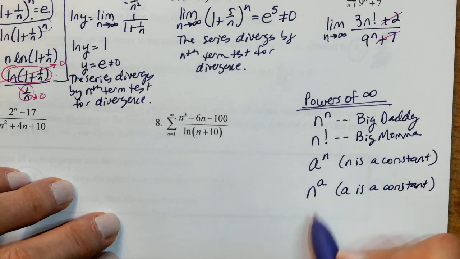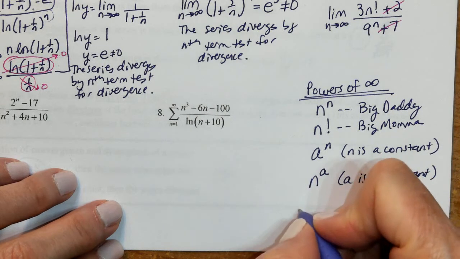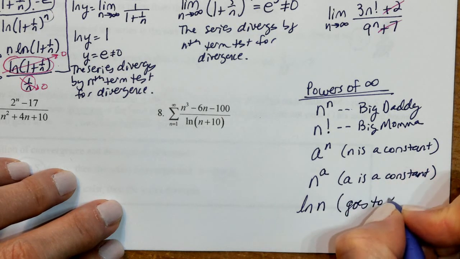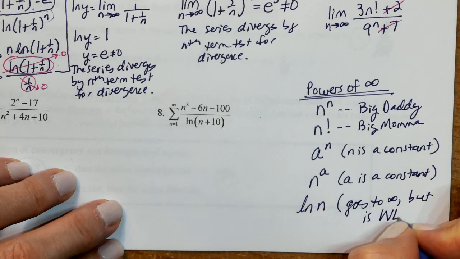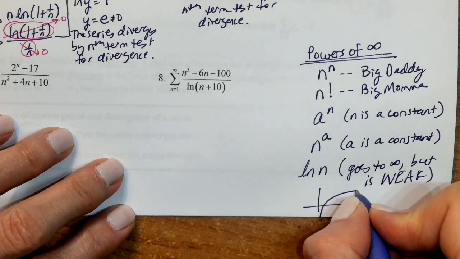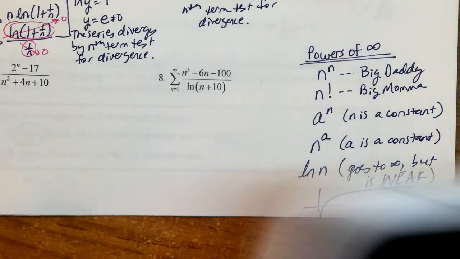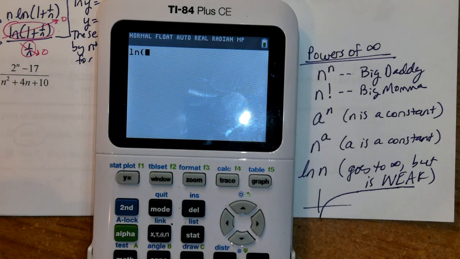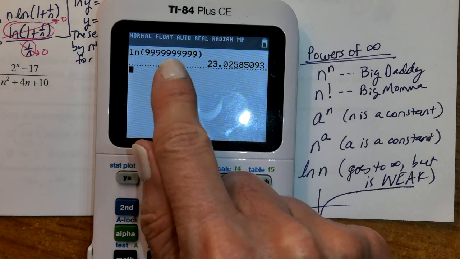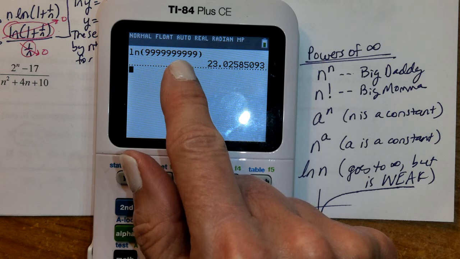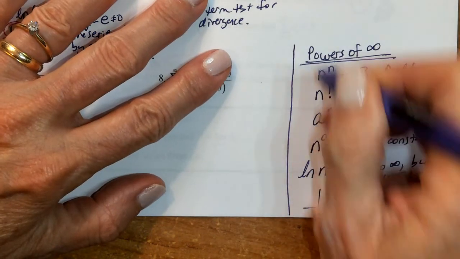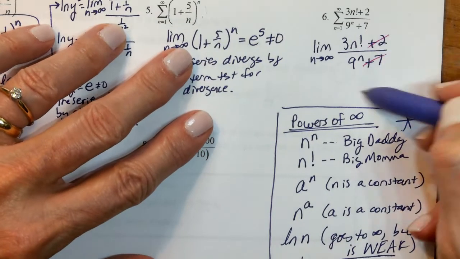Last up in the lineup is natural log of n. Natural log of n does go to infinity, but is weak. It's so weak. Think of the graph of natural log. Is it going to infinity? Yeah, eventually. Natural log of a very, very, very large number is only 23. Yes, it goes to infinity, but you've got to have an extraordinarily large argument to make this a large value. So it's very weak. Here are your powers of infinity I need you to know. It'll make these types of problems very easy.